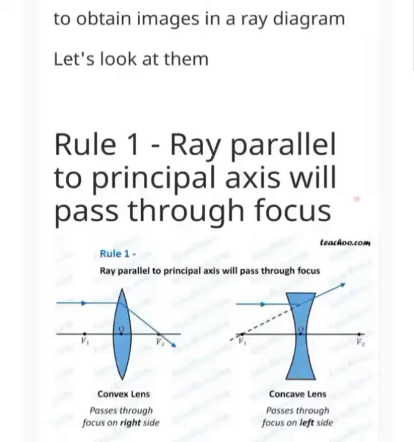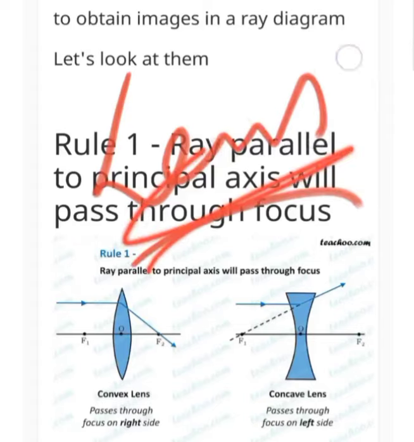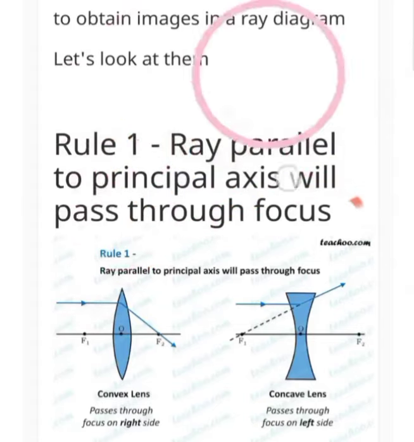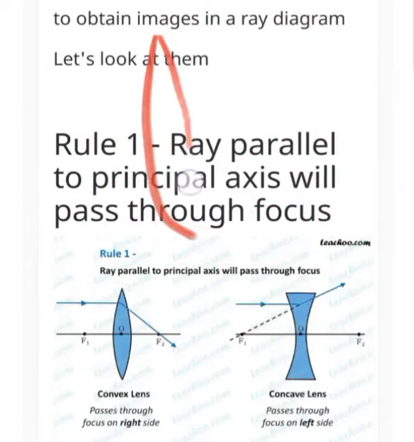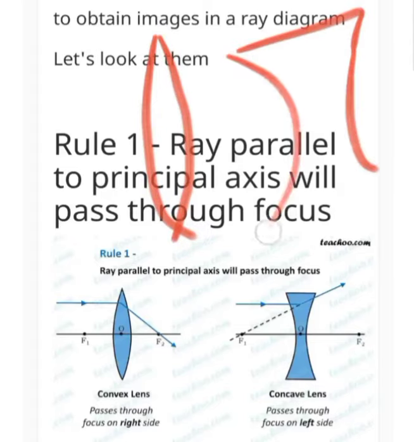Hello all. Today the topic we are doing is known as lens or lenses. We are doing how to make the lens diagrams, or the diagrams which are related to lenses. There are two types of lens: this one is known as the convex, and this one is known as the concave.